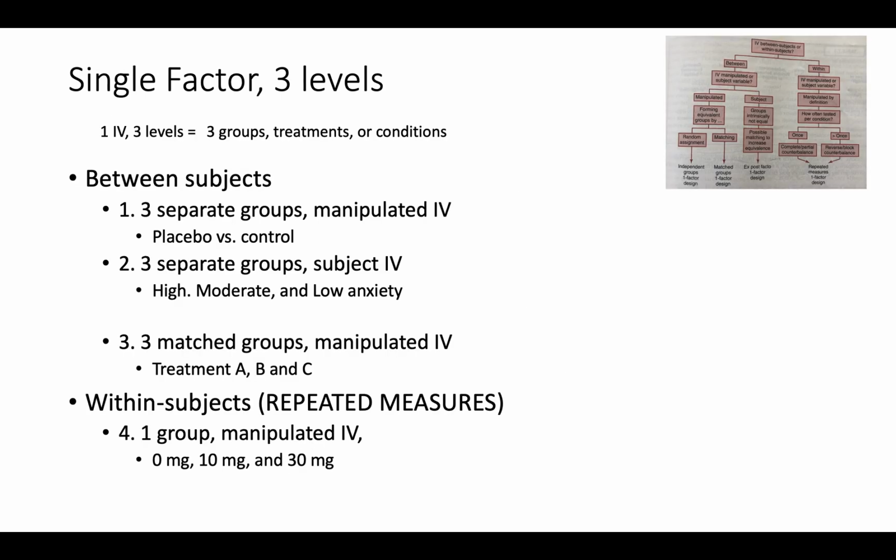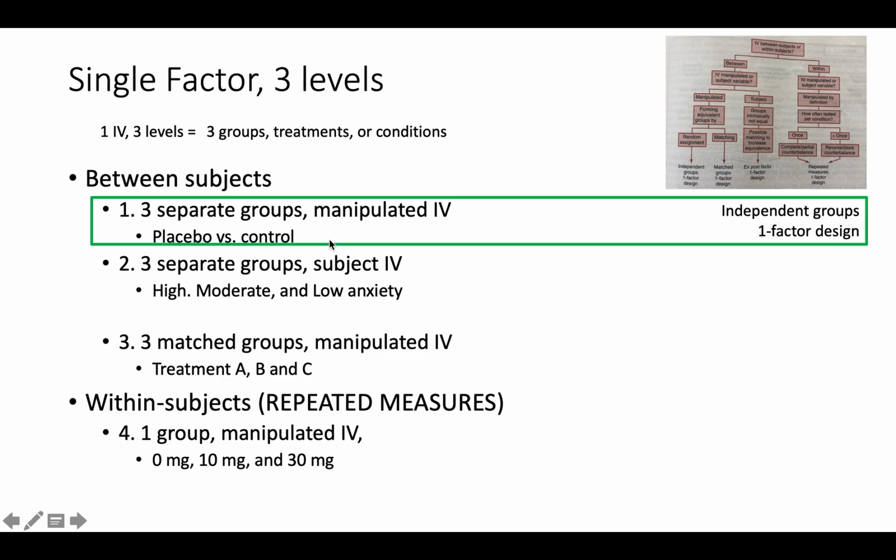Now, if we are generalizing to 3 levels, so we have a single factor 3-level design, it means we have 3 groups, treatments, or conditions. Now, the same things hold. We can do 3 separate groups like placebo versus drug versus control. We can have 3 separate groups with a subject IV. We can have 3 matched groups with a manipulated IV. We can have 1 group where we manipulate the IV and it has 3 levels. I have a little typo here. I didn't include a 3rd group, but there should be a 3rd group in there, okay?